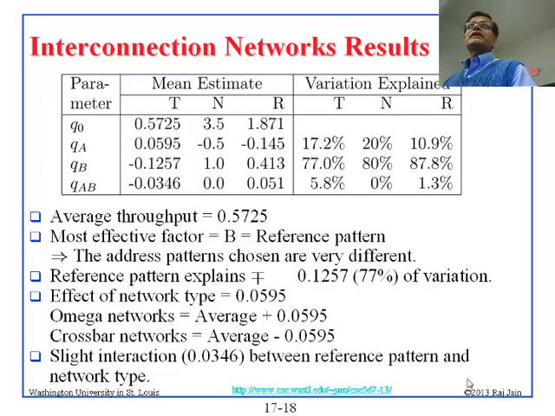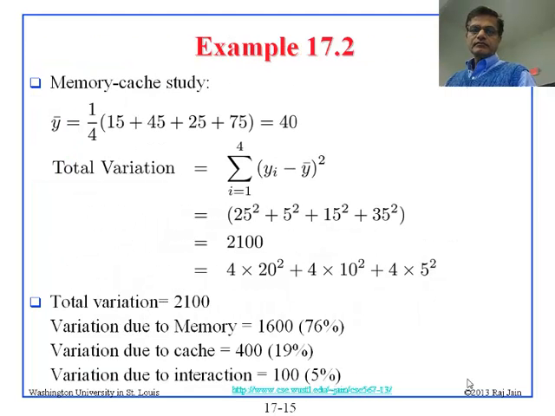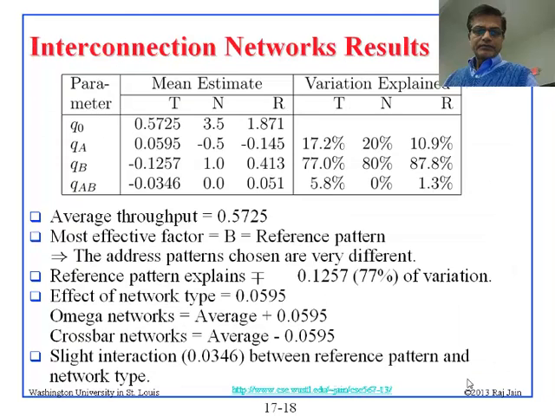So does everybody understand this part, the percentage variation? How do you get this column here? You see the total variation is the sum of (yi minus y bar) squared. Out of that, 4 times qA squared is explained by A, 4 times qB squared is explained by B, and 4 times qAB squared is explained by AB. So here, if you take 4 times the square of this plus 4 times the square of this plus 4 times the square of this, that would be the total variation.